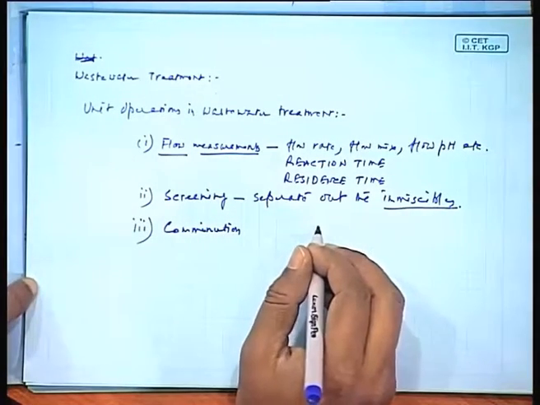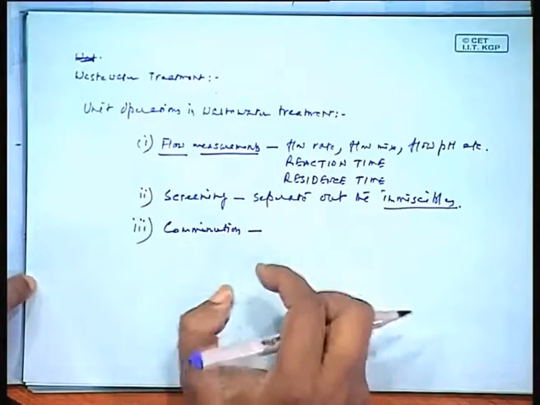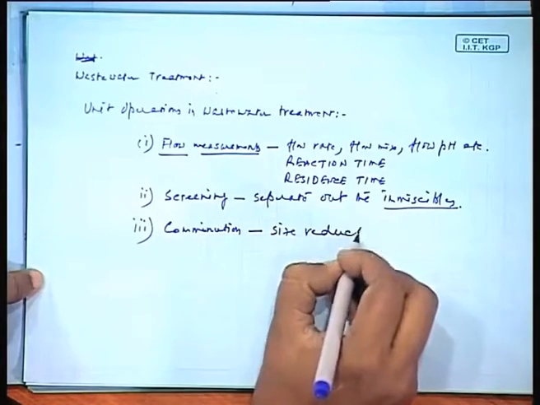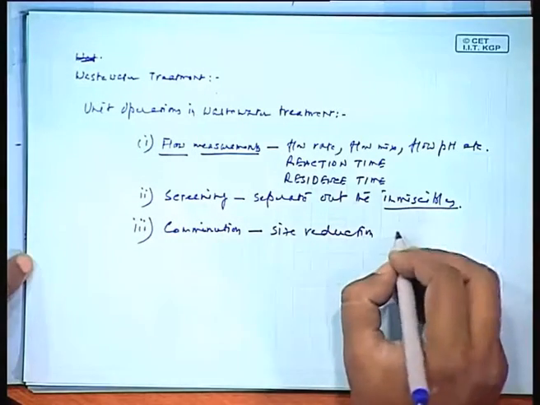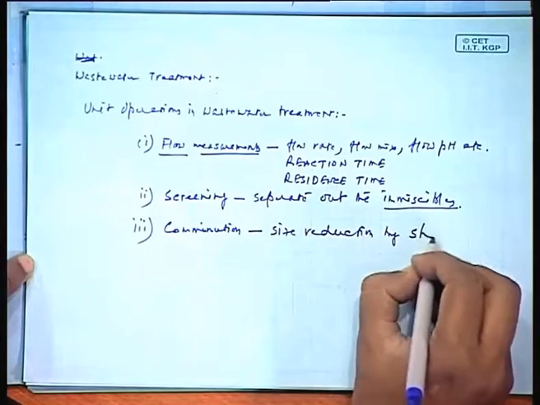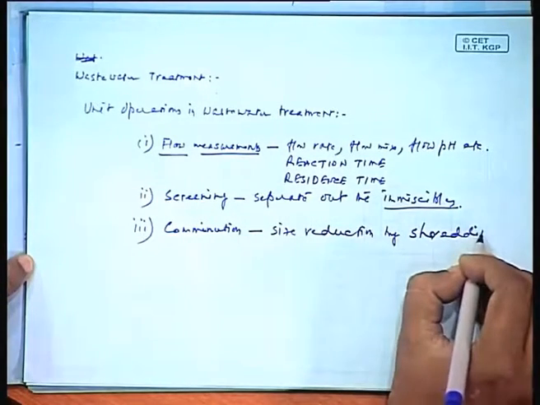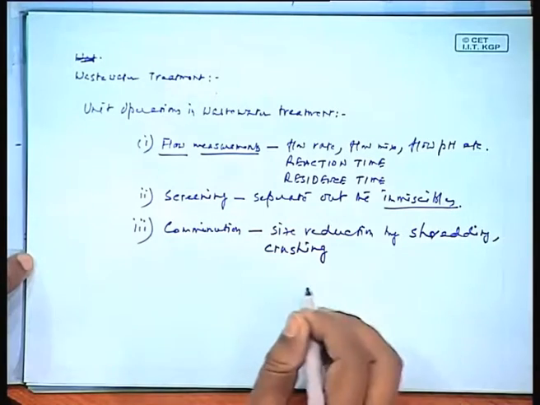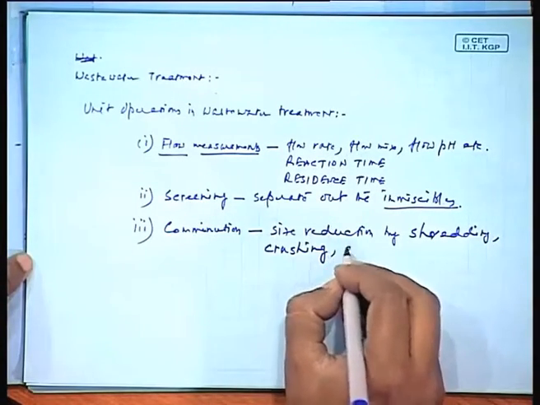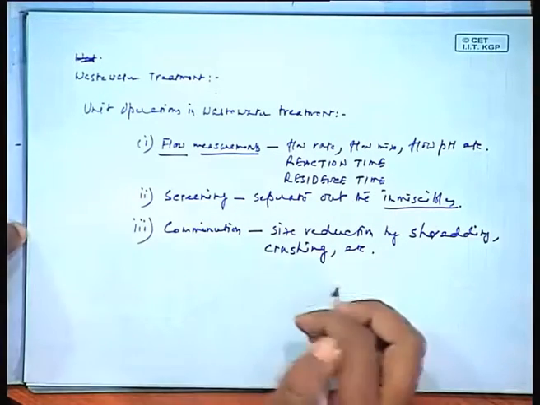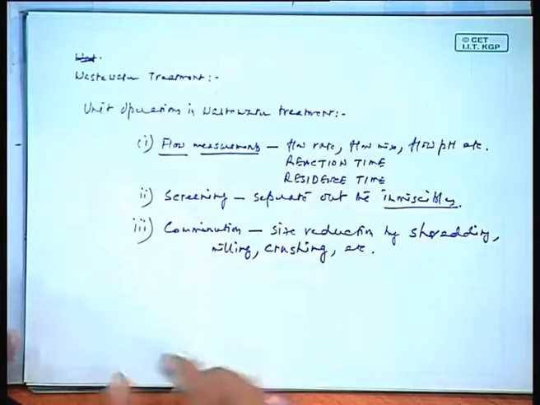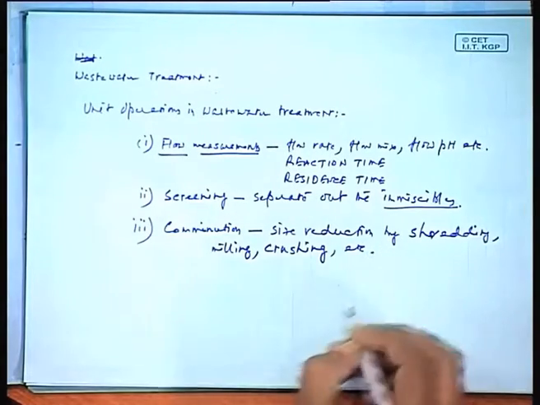The word comminution you must have come across in blasting. Comminution basically means size reduction, by different methods, by shredding, crushing, milling, and so on. So you can see this size reduction by shredding and similar methods. It has great importance. What is the importance of comminution?